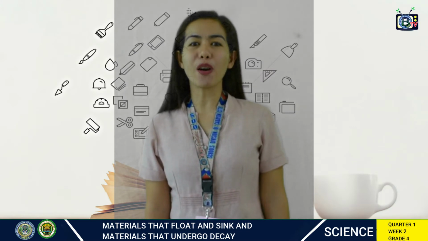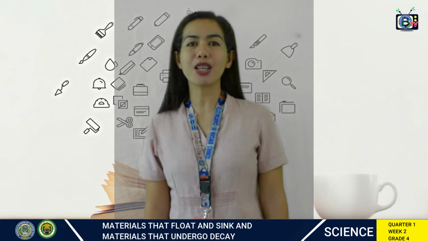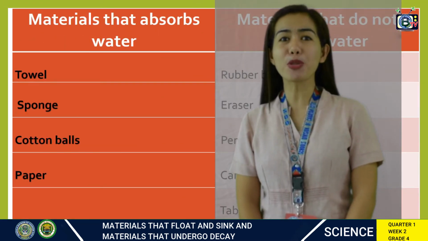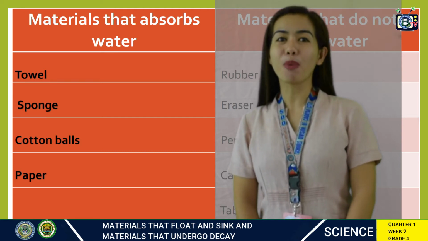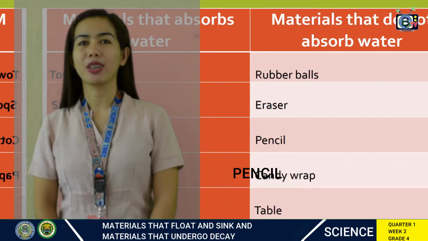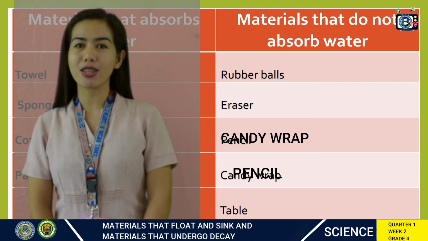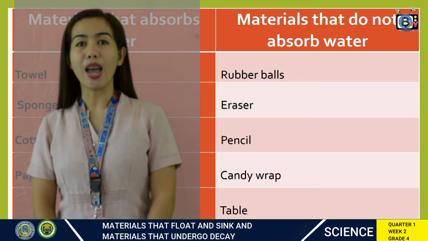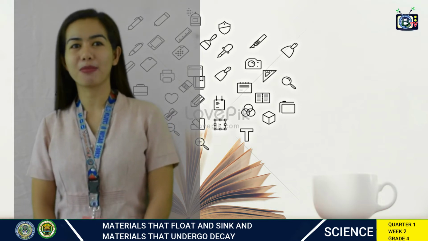Okay, let us check your answers. You can call your mother or father or older siblings to assist you in checking. Let us see how many scores you got. Under the materials that absorb water are towel, sponge, cannonballs, and paper. Under the materials that do not absorb water are the rubber balls, eraser, candy wrap, pencil, and table. Now, count your scores. How many correct answers did you get?